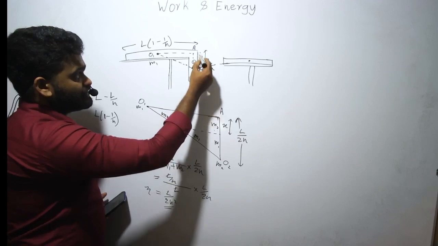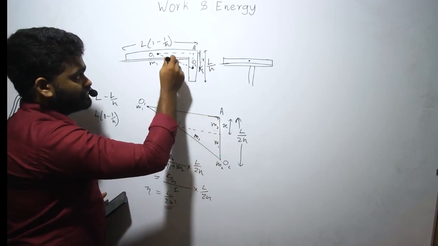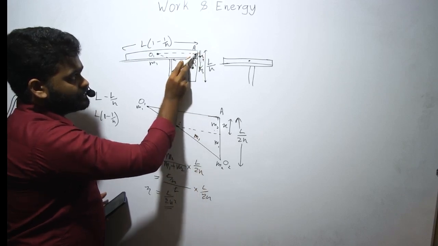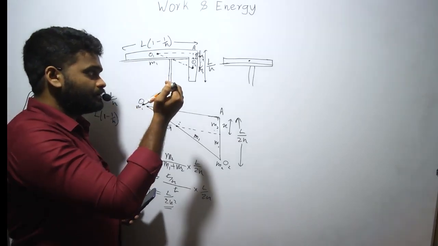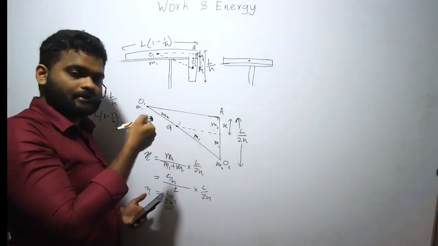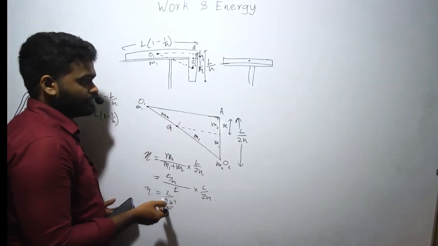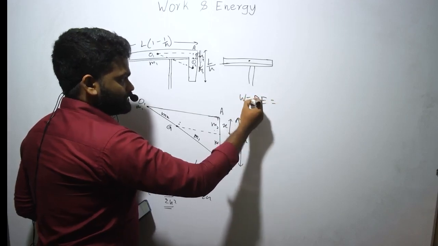X means this much. This is how much you have to lift the center in order to bring that chain onto the table. The potential energy required for that is what? Which is the work.